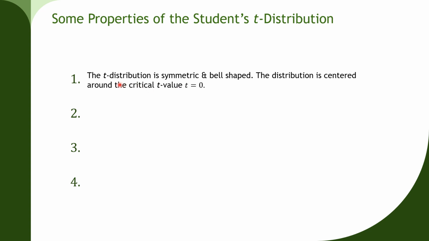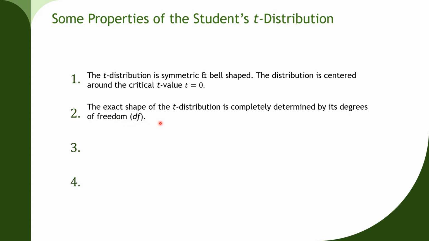All right, so our first property says the t-distribution is symmetric and bell-shaped, and it's centered around the critical t-value t equals 0. This is the mean of our student's t-distribution, t equals 0. Notice that we're using the variable t when we're working with this distribution. If we're working with the standard normal distribution, then we use the variable z. If we're doing just any other normal distribution problem, we have just been using the variable x. So t-distribution: symmetric, bell-shaped, centered at 0. So that mean t equals 0 is in the middle.